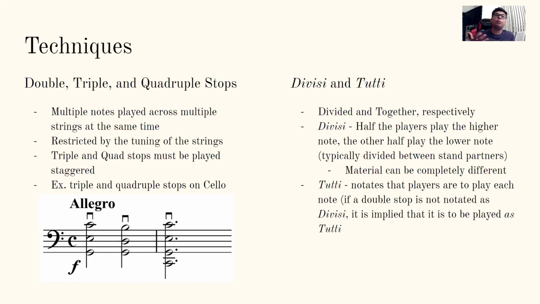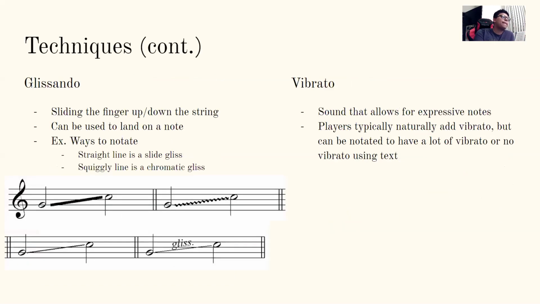And the material can be completely different. You can have one half play maybe a harmonic line where they're just playing whole notes, and then the other half of the divisi is playing the melody. And then you can use a tutti to indicate to the players that now that we're done with the divisi, we're all going to come together and start playing at the same time.